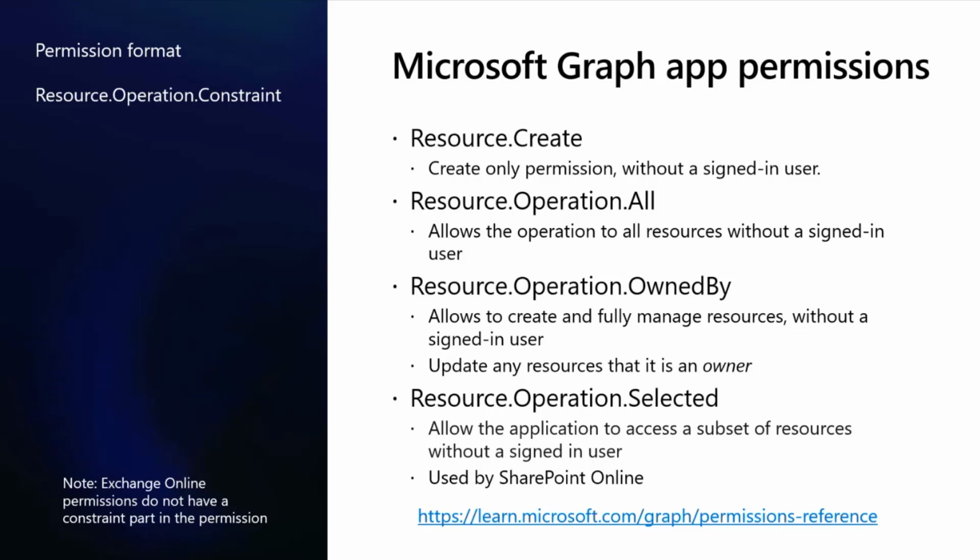Another thing about Exchange Online is that Exchange is special, and they don't have the constraint. The permissions in Exchange don't have the constraint part, but you need to know that they are all by default. So when you have mail.read, it means mail.read.all for application permission. That application will be able to read all mailboxes available in Exchange, without any restrictions. Same for calendar, same for tasks, anything that is available in Exchange you'll be able to do unrestricted. Again, we'll cover later how we can change that.